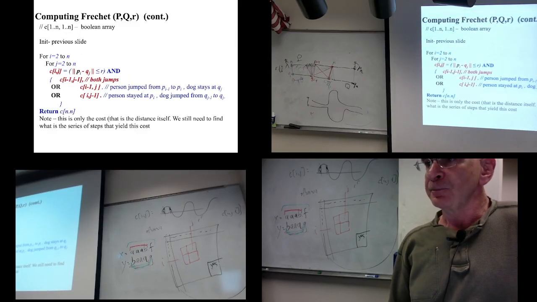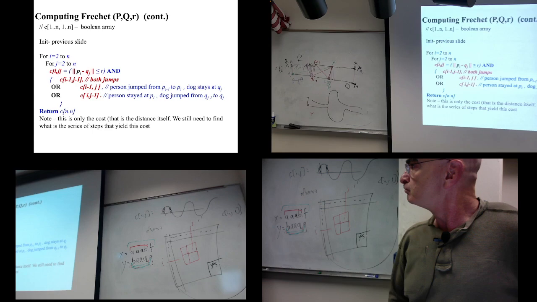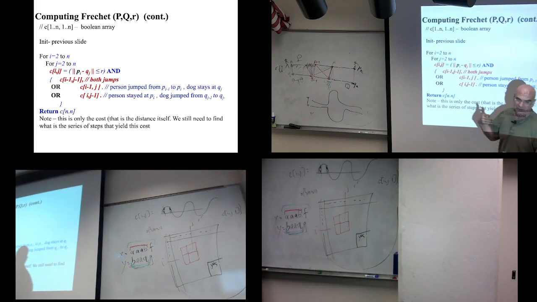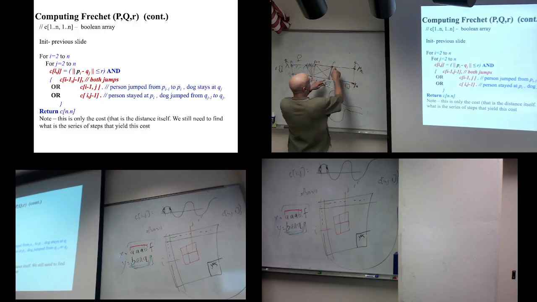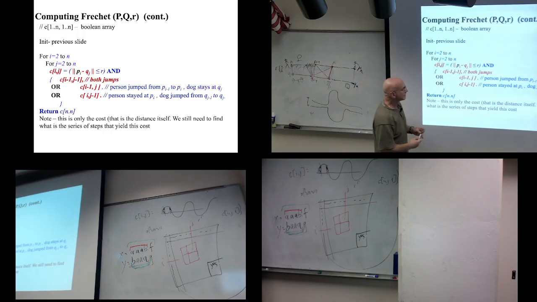Here is the main theorem. Very similar to the LCS, very similar to the edit distance, the same philosophy, just as before. What happened in the last step? If we got to Pi, Qj, then one step ago, either we both jumped, dog and person, or just I jumped, or just the dog jumped. These are the only three options.